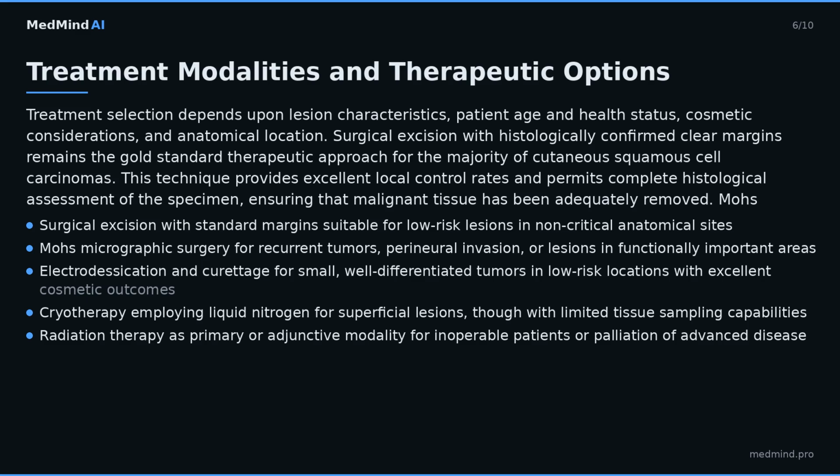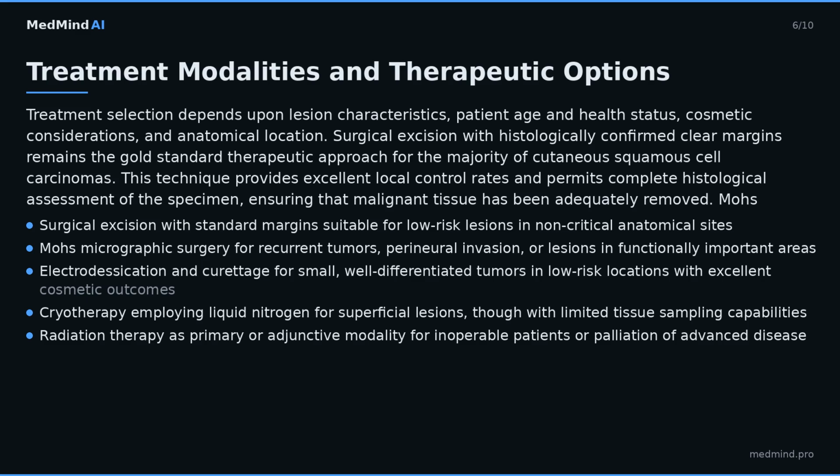This technique provides excellent local control rates and permits complete histological assessment of the specimen, ensuring that malignant tissue has been adequately removed. Mohs micrographic surgery offers particular advantages in selected cases, particularly tumors in cosmetically sensitive locations or those with aggressive histological features, as it enables complete margin assessment during the surgical procedure itself and maximizes tissue conservation.